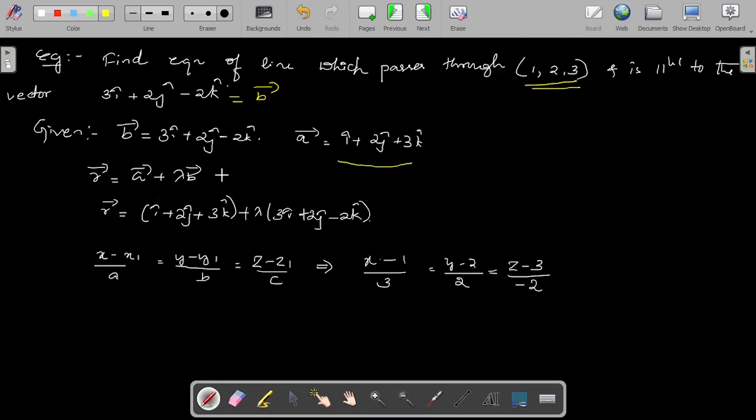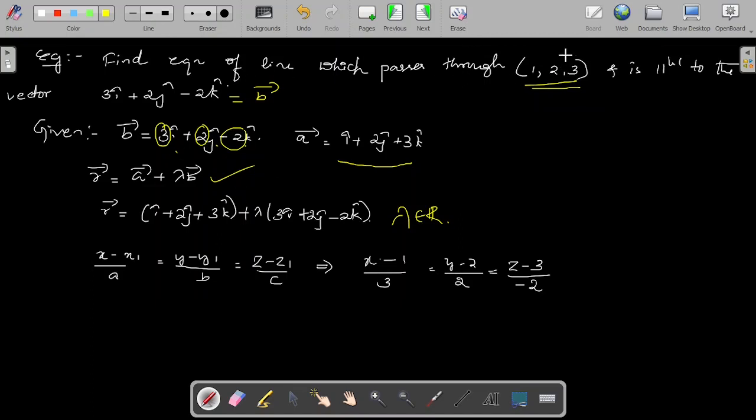So your general equation is r vector equal to a vector plus lambda b vector, where lambda belongs to R, some scalar. If you want the Cartesian form, it is x minus x1 by a. The components of the parallel vector, 3, 2, minus 2, are a, b, c. So 3, 2, minus 2 go in the denominator.